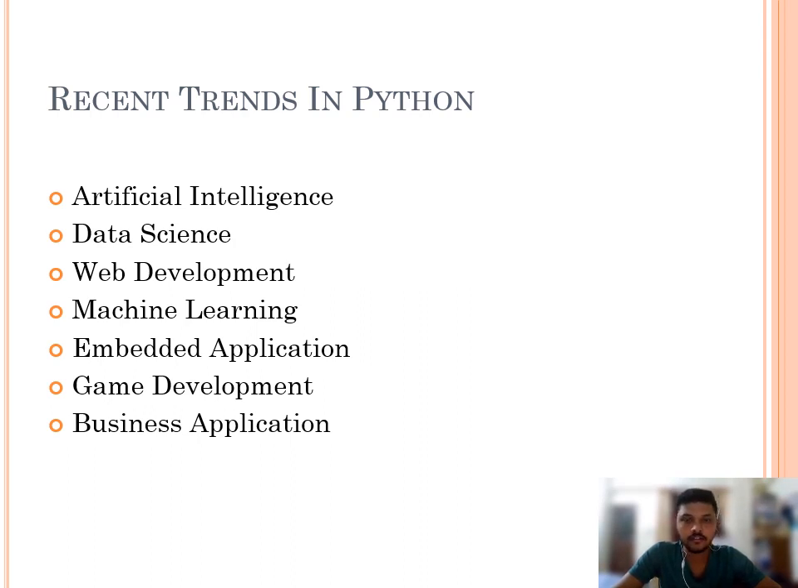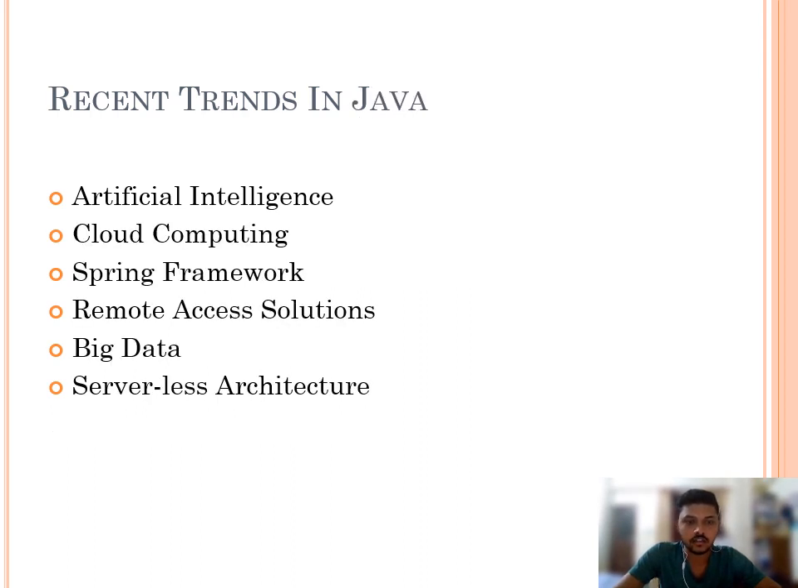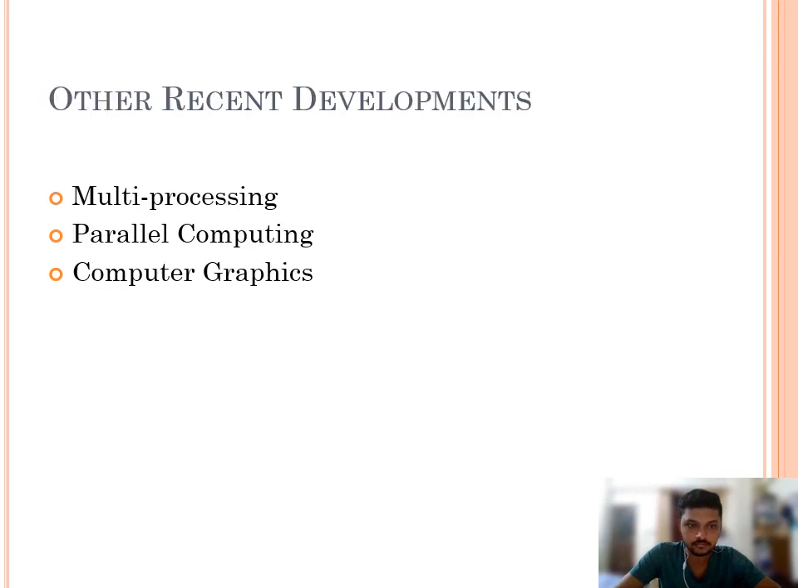For example, Python is much used nowadays in the artificial intelligence field, data science field, machine learning field, and game development also. Java is also used in cloud computing, the Spring framework, and remote access solutions. Other noteworthy developments are multiprocessing, parallel computing, and computer graphics.